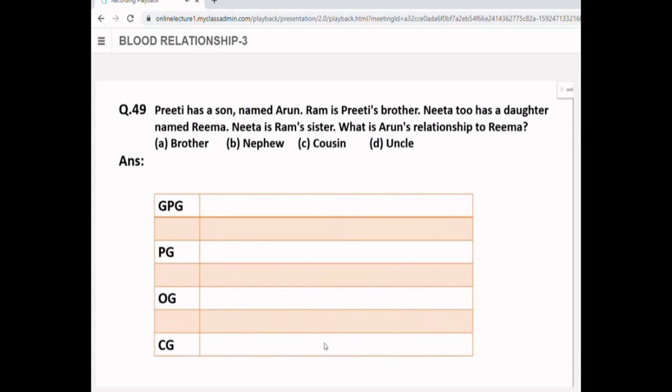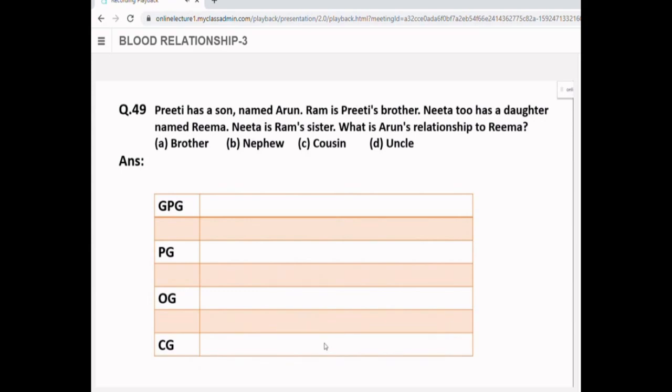Next, try this, 49. Let's solve this. Okay, fine.